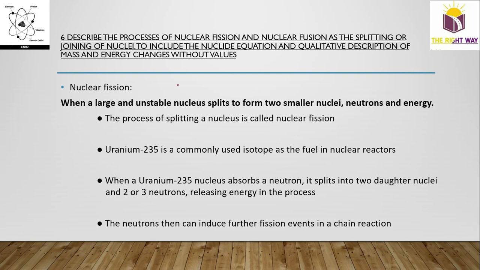Okay, another important topic. This is your supplementary topic: describe the process of nuclear fission and nuclear fusion as the splitting or joining of nuclei. Okay, what is nuclear fission? When a large and unstable nucleus splits to form two smaller nuclei, neutrons and energy are released.